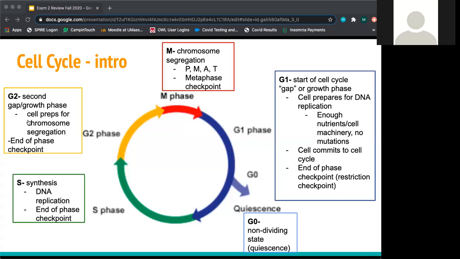So you have prophase, metaphase, anaphase, and telophase. And the metaphase checkpoint is a very important checkpoint in this phase of cell division.